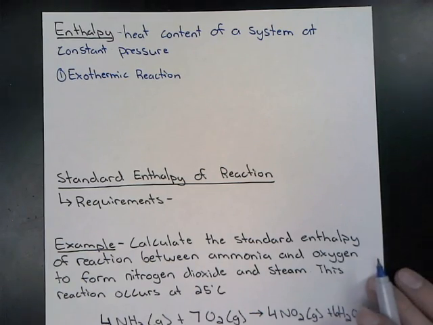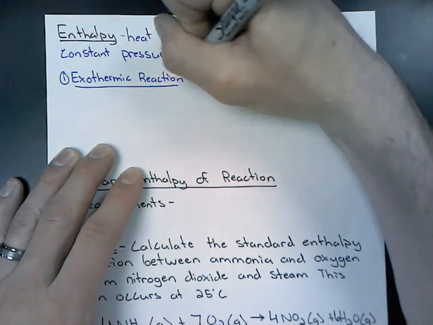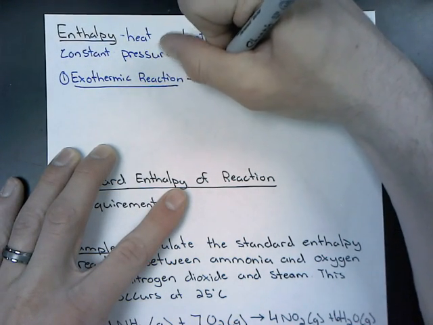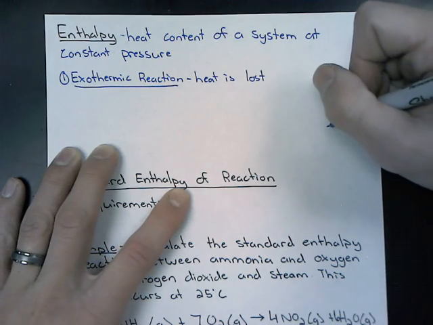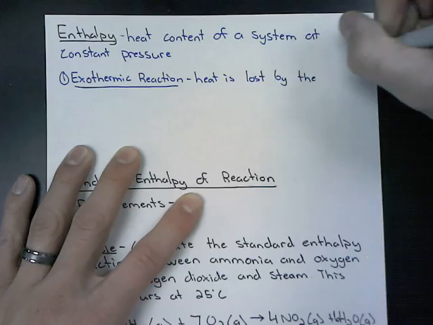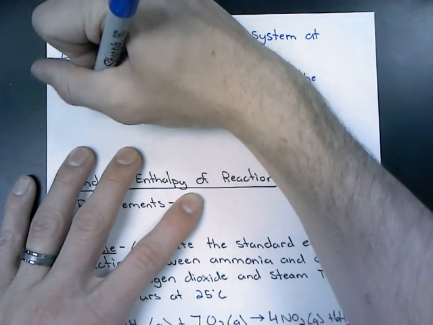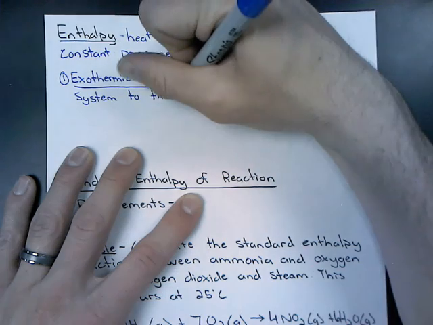So what we need to write down is this. In an exothermic reaction, heat is lost by the system to the surroundings.